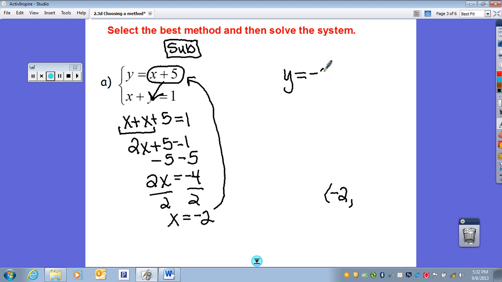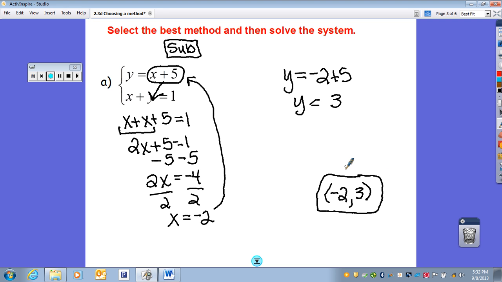I'm going to take out the x and substitute in negative 2 plus 5, and then simply do the math. Negative 2 plus 5 is 3. That is the second part of my ordered pair, which is the solution to my system. If I had graphed this, at this point is where the two lines would intersect. Let's plug that into the second equation just to be sure it works. Negative 2 plus 3 equals 1. That is the solution to the system.